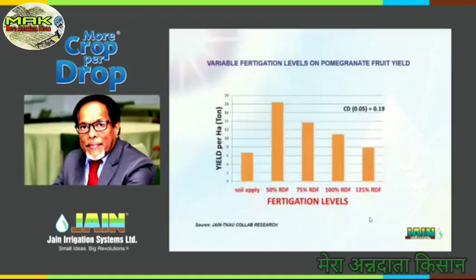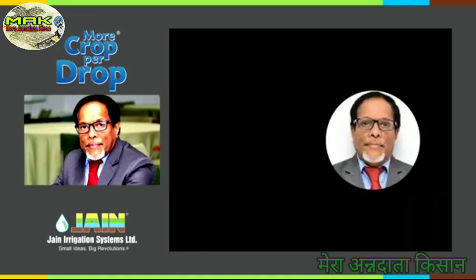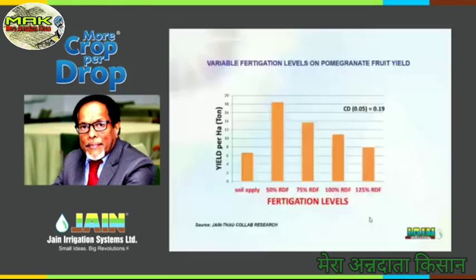Pomegranate, same. When we did the farm, this is actually a Jain research farm in Tamil Nadu. You see this, with the soil application of the full dose of fertilizer, you get about 6 tons per hectare, just over 6 tons. But with 50% of the fertilizer applied with fertigation, you are getting 18 tons. It's actually harvested. Beautiful result and beautiful information in terms of soil health, in terms of fertilizer economics, in terms of farmers' income. That is what fertigation does.